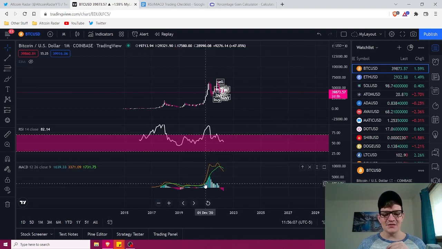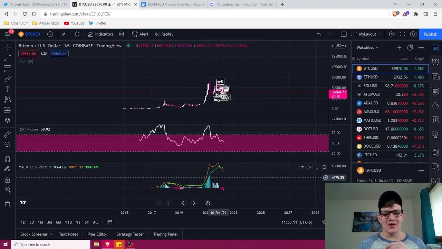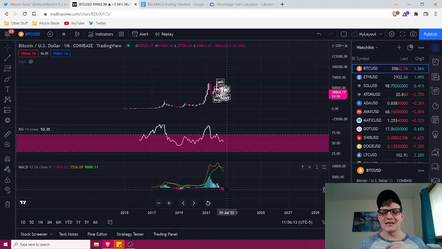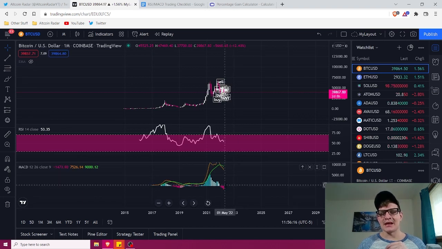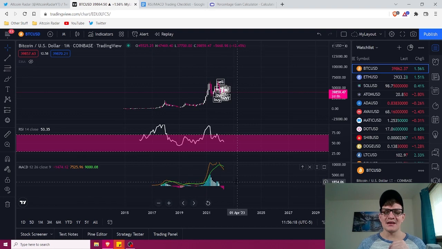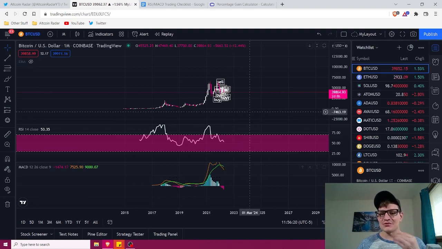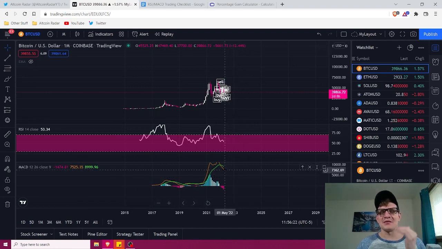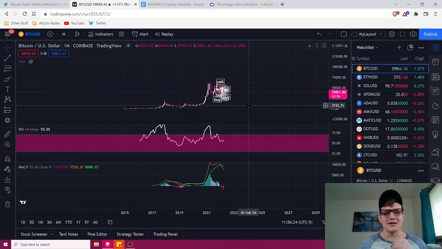As far as the MACD goes, we can clearly see that it has had a lot of bullish momentum for the longest time. Now it's going down. It needs to go down, and it needs to drop a lot. And you're going to understand why I'm saying this shortly, when I talk about the next steps in my overall checklist here.